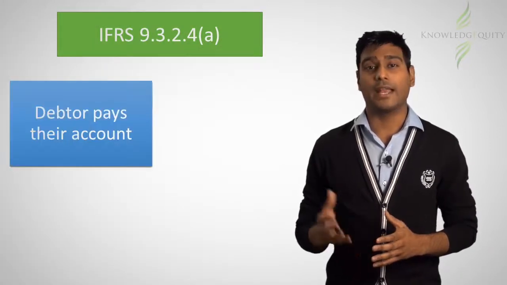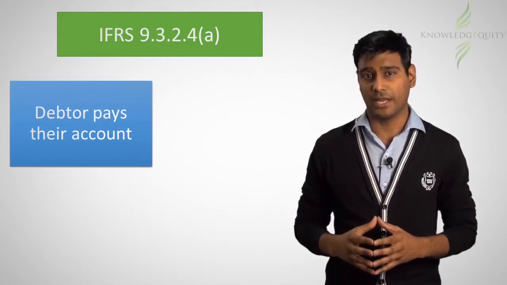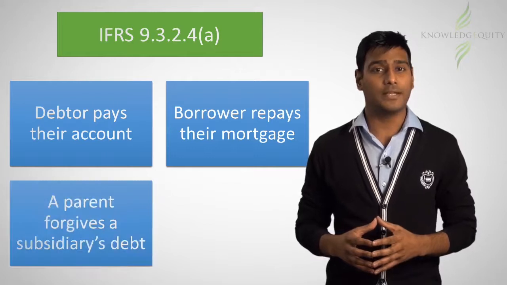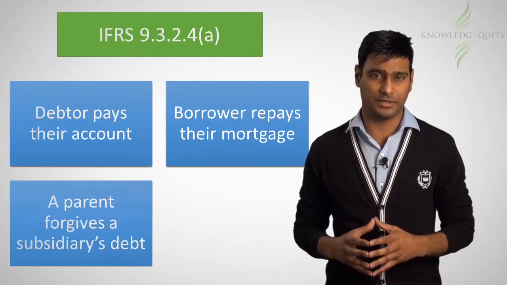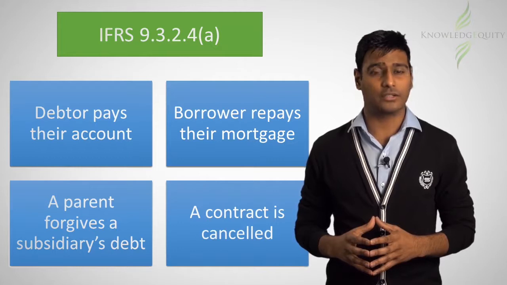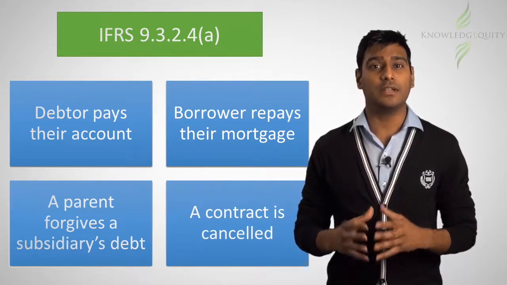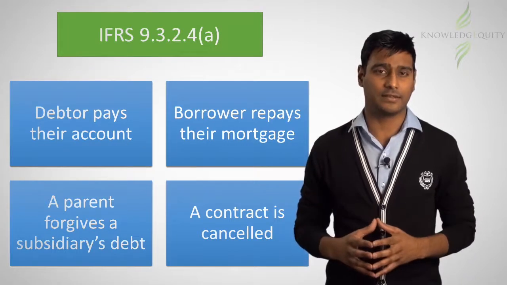Cash flows can expire in many ways. For example, an entity could pay an invoice from their supplier. A borrower could repay their mortgage. A parent company could forgive the debt of a subsidiary. Or a contract could be cancelled. In all of these cases, the entity would derecognize a financial asset.